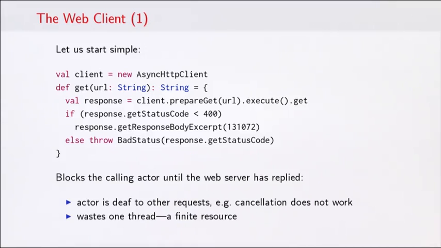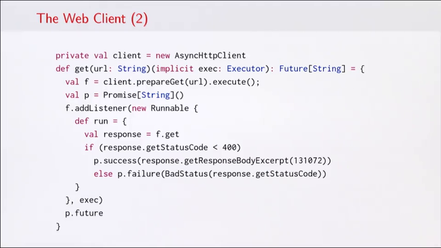The other problem is that blocking in this fashion wastes one thread on our machine, and in the virtual machine you can have a few thousand threads, but for sure you cannot have millions of them, and you can have millions of actors. So there is a mismatch, and we should always think that we should not waste threads because they are a finite resource. How do we fix this?